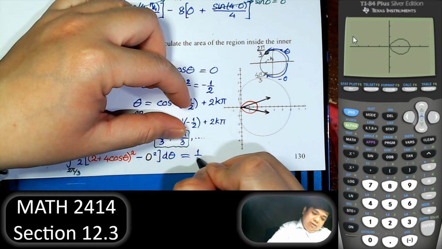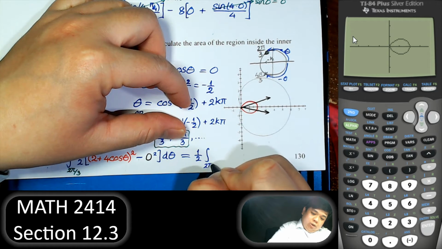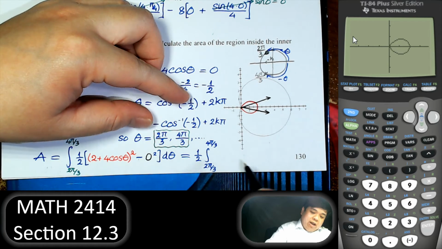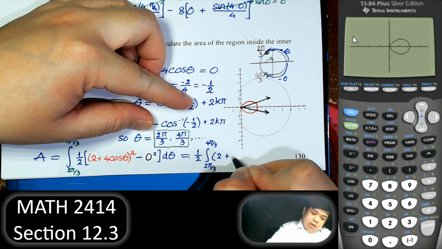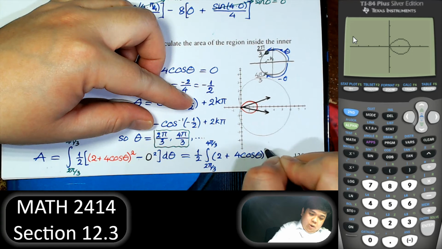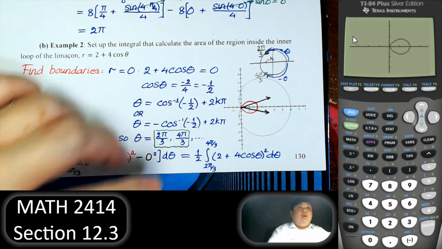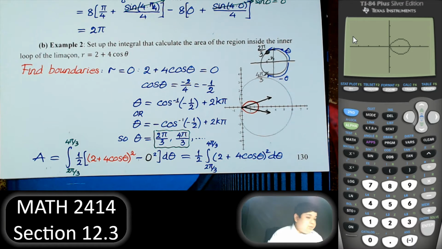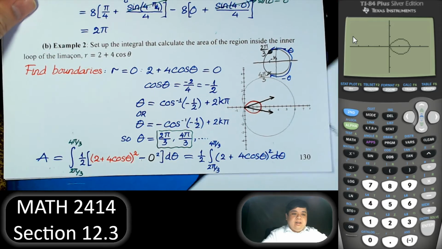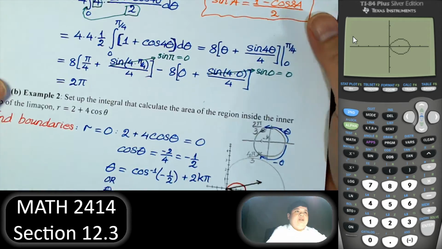So we have 1/2 integral from 2 pi over 3 to 4 pi over 3. I'll take the 1/2 outside and we just have 2 plus 4 cosine theta squared d theta. Now this one we only need to set up the integral. So that's how we set it up. Of course, multiply this out and integrate. It's not that difficult. But the interesting part here is how do we set up the integral. Right. So just that.